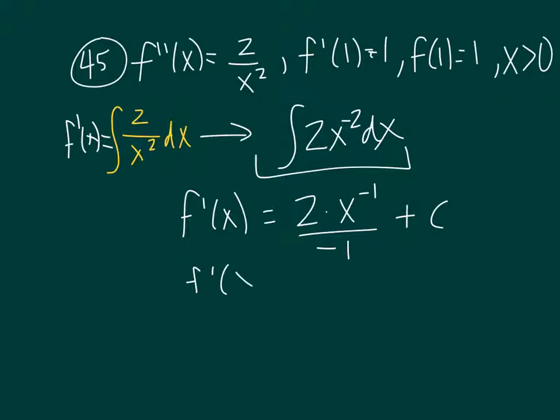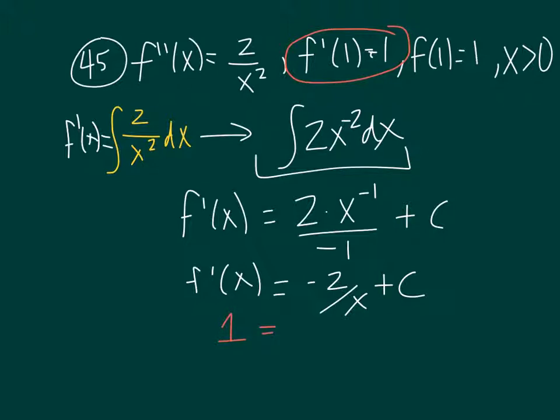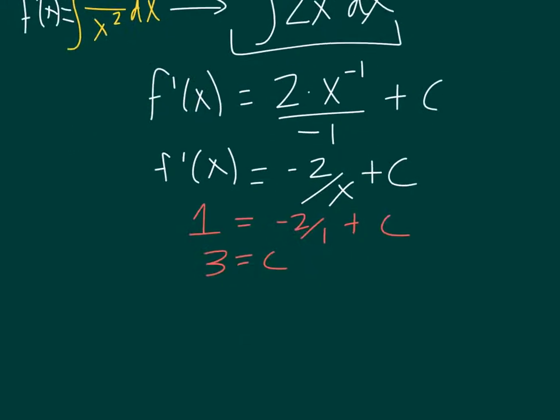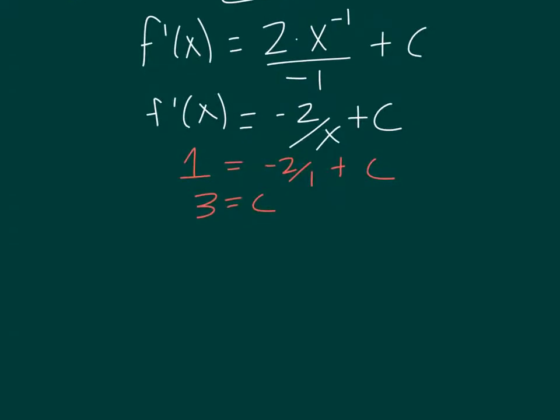So I'm going to rewrite that a little bit. So that's going to be negative 2 over x plus c. The first thing we need to do is use our initial condition that is dealing with f prime. So I just circled it up there in red. F prime of 1 equals 1. So I'm going to plug in a 1 and plug in a 1 and solve for c. So notice that's negative 2, and if I add it to the other side, I get 3 for my c. So that means that f prime equals negative 2 over x plus 3.